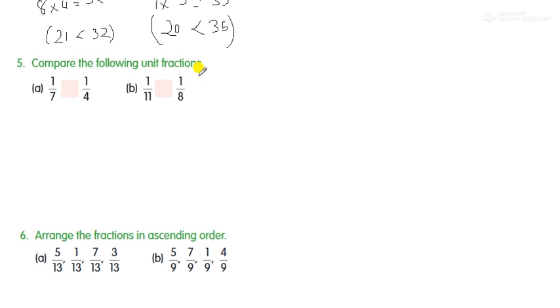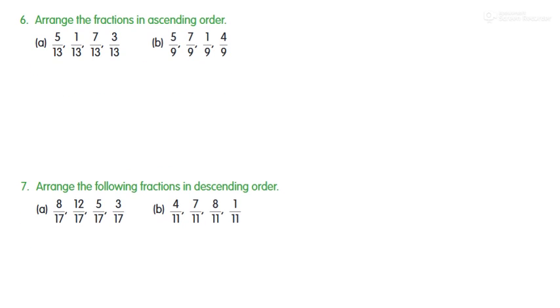Compare the following unit fractions. A bit is 1 by 7 and 1 by 4. Here in the denominator we have a 7 and here we have a 4. So 1 by 7 is greater than 1 by 4. Here 1 by 11 and 1 by 8. So here we have 11, here we have 8. So 1 by 11 is greater than 1 by 8.